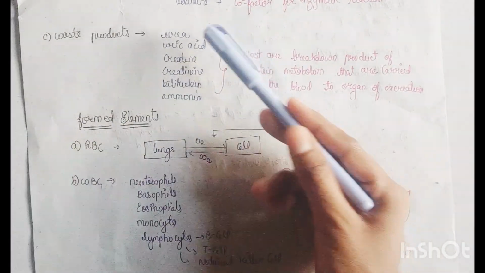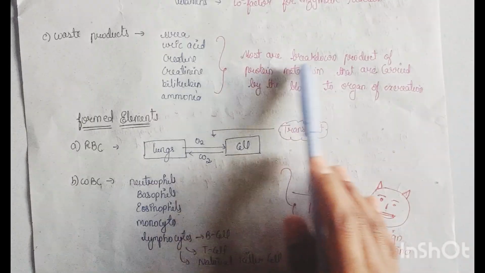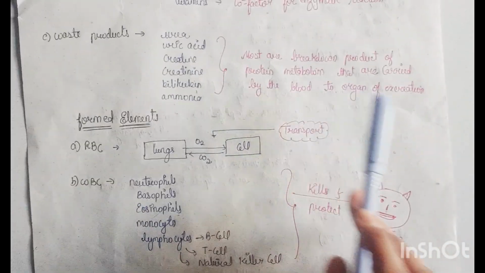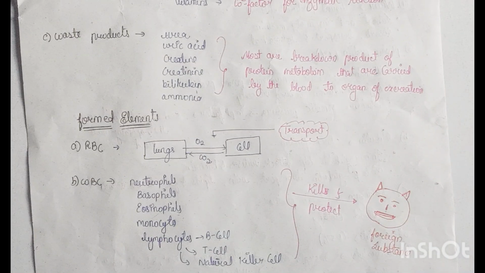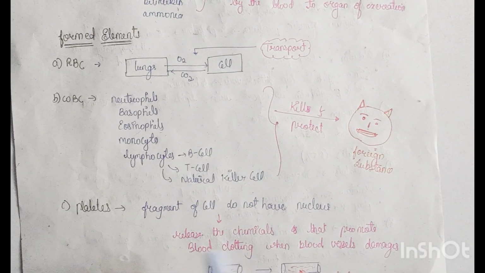Next are waste products: urea, uric acid, creatine, creatinine, bilirubin, and ammonia. These are breakdown products of protein metabolism that are carried by the blood to the organs of excretion. So this is about the blood plasma.